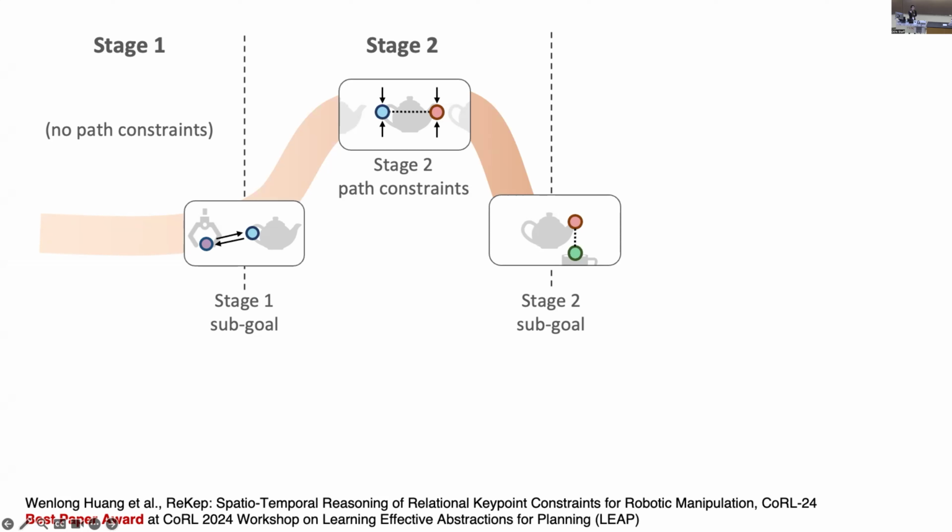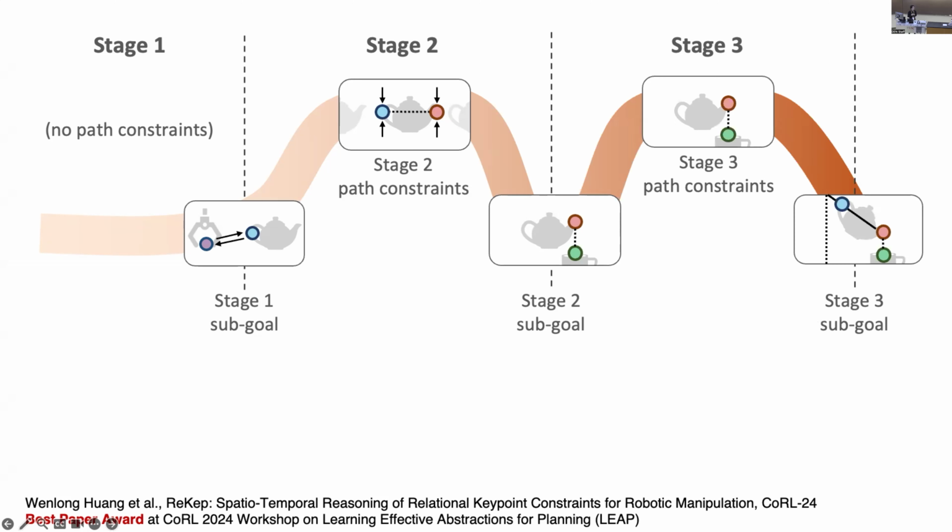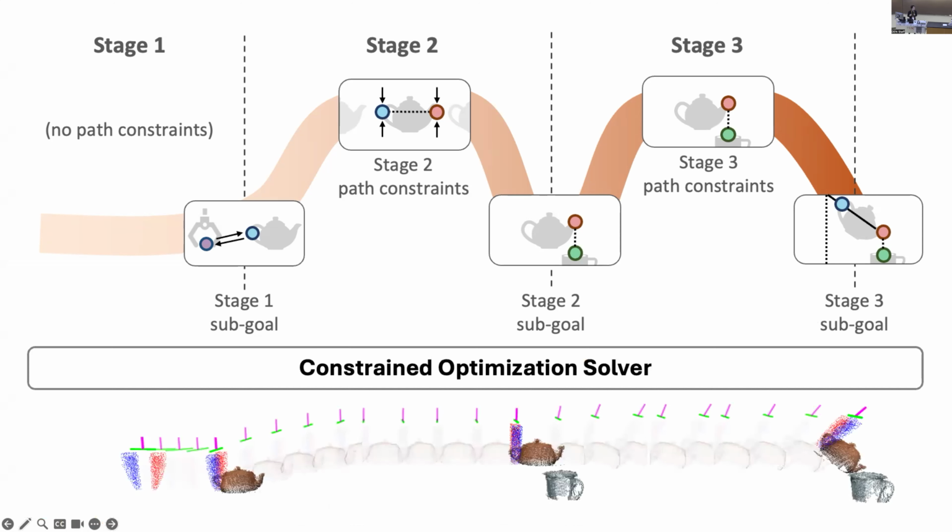But during the process, we want to make sure the keypoints representing the handle and the keypoints representing the tip are always at the same height, to avoid any jiggling motions. And at the end of the third stage, you want to tilt the teapot to a certain angle. But during the process, you want to make sure the tip of the teapot is always right above the cup, which essentially specifies the axis around which you rotate the teapot. Then you can do constraint optimization to optimize the robot's actions. Here, we're just using off-the-shelf optimization packages.